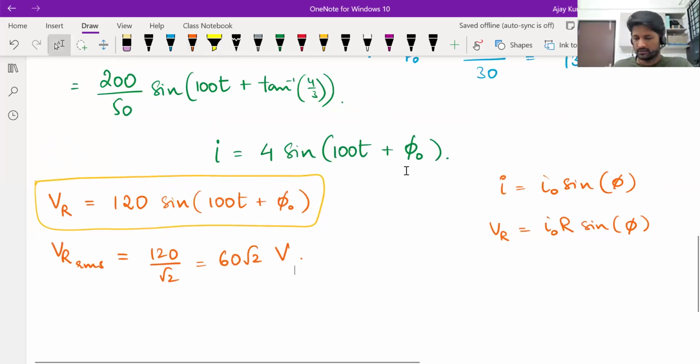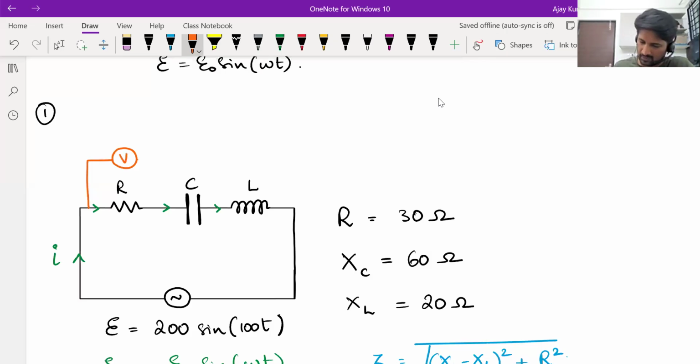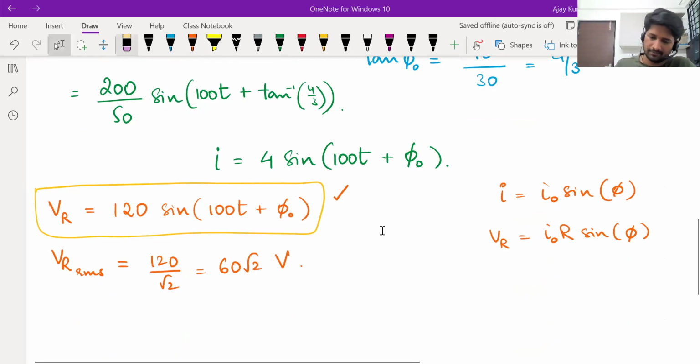So in this problem, if let's say you are given a voltmeter across this resistor and you are asked what is the reading of the voltmeter, this will be your answer. You first have to derive the voltage function and then find the RMS voltage across the resistance. That RMS voltage will be the reading of that voltmeter.